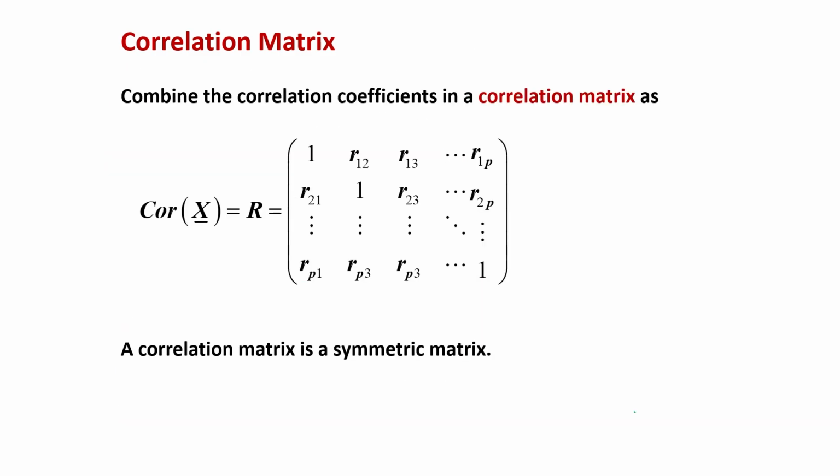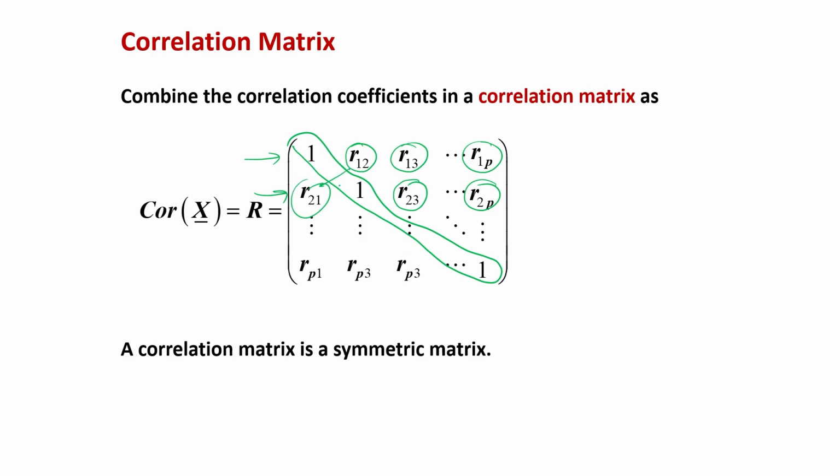Now I combine all this information in the form of a correlation matrix. You can see all the diagonal elements are the correlation of a variable with itself, which is always 1. Then in the first row you have the correlation between x1 and x2, which is R12, the correlation between x1 and x3, R13, and the correlation between x1 and xp, R1p. In the second row, the correlation between x2 and x3, R23, and similarly the correlation coefficient between x2 and xp, R2p, and this is a symmetric matrix.